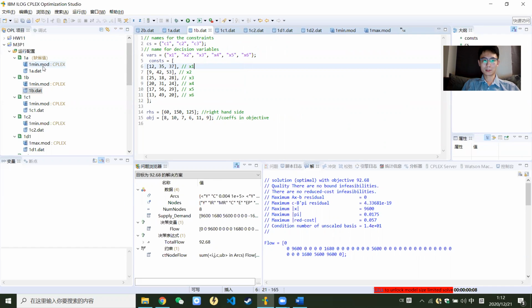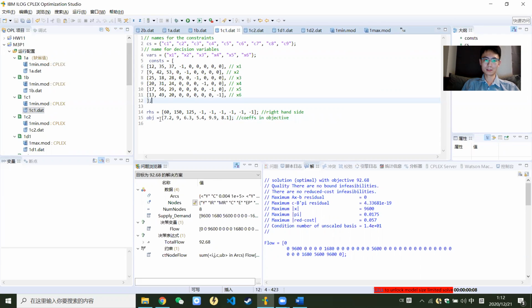In problem B, we don't have to make the xi's be smaller than 1. So we originally had 9 constraints. Now we only have 3 because we don't need the later part of it. And then in problem 3, problem C, we would like to reduce the coefficient of the objective function.